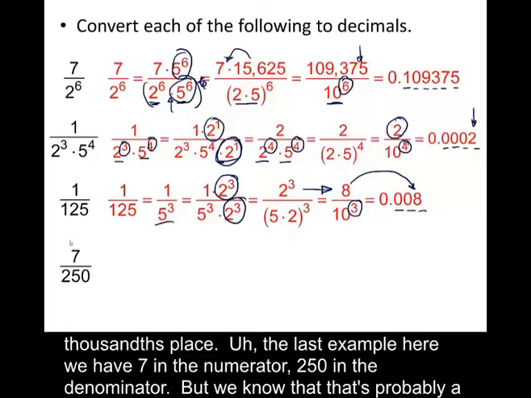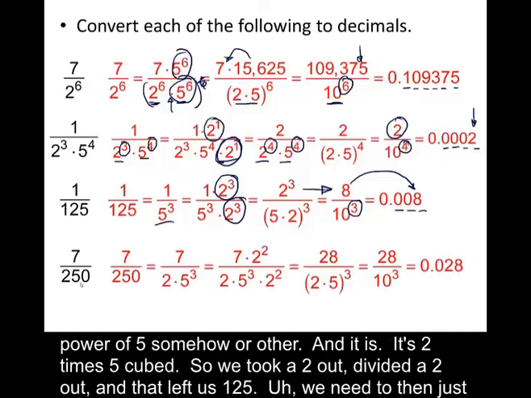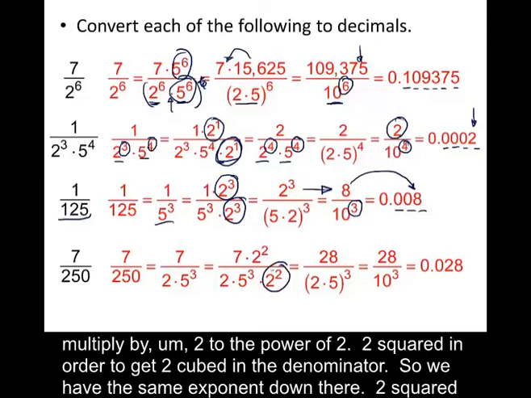The last example here, we have 7 in the numerator, 250 in the denominator. I bet you we know that that's probably a power of 5 somehow or other. And it's 2 times 5 cubed. So we divided a 2 out, and that left us 125. We need to then just multiply by 2 to the power of 2, 2 squared, in order to get 2 cubed in the denominator, so we have the same exponent down there.